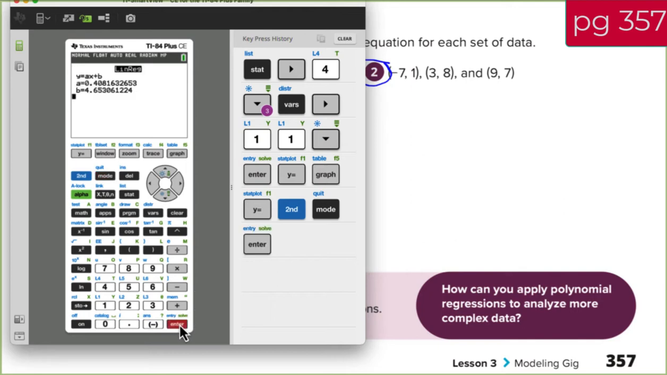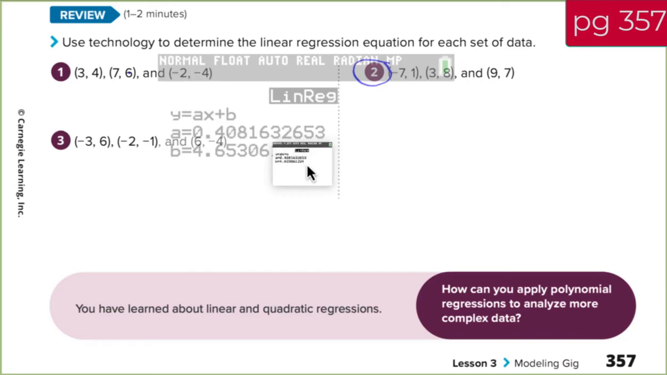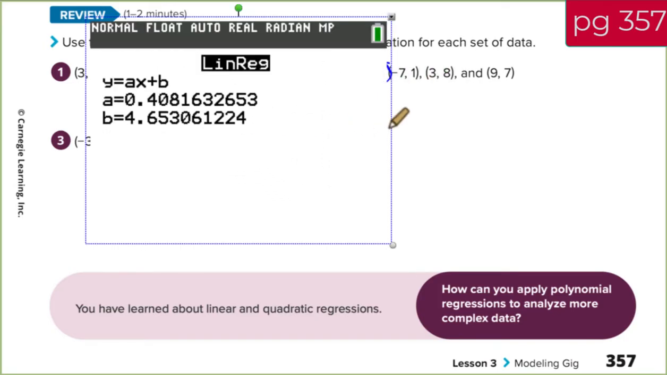I'm going to hit enter again just so it recalculates that. And this, let's bring it over. We're going to write down, it says write the regression equation. So we have y equals ax plus b. That's a line, right? y equals mx plus b.